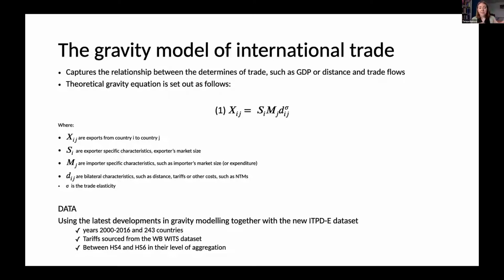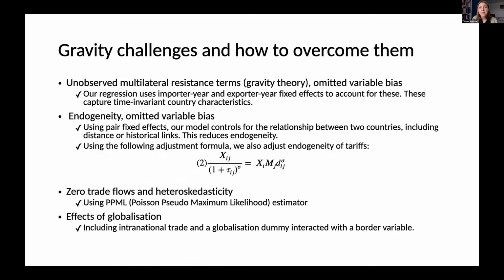And in our model, we use an ITPD data set combined with tariff data sourced from the World Bank WITS database. It covers years 2000 to 2016 and 243 countries in total. We also map between HS6 and HS4 levels of aggregation, using a network approach. I would encourage you to look at the paper. There's a bit more detail on that in there.